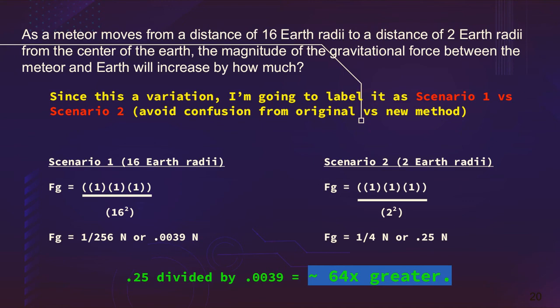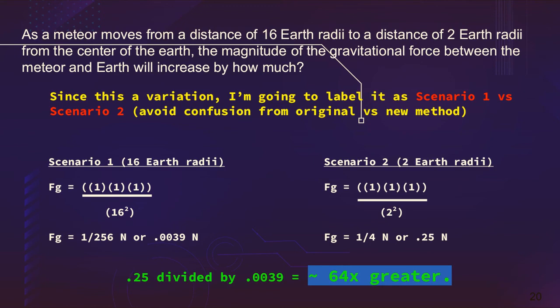My masses are both still going to be 1. And my Earth radii now is a value of 2 as opposed to 16. That's the only change I made based on this problem. So now it's 1 divided by 2 squared, and it becomes 1/4, or basically 0.25 newtons. So we went from 0.0039 at 16 Earth radii to 0.25 newtons at 2 Earth radii.